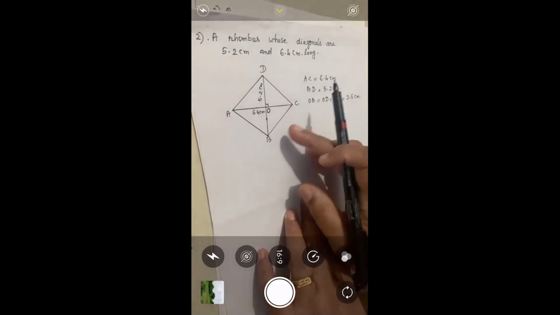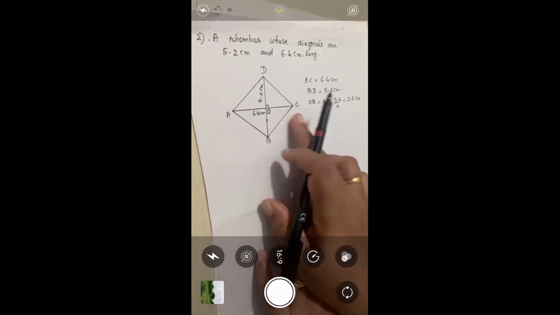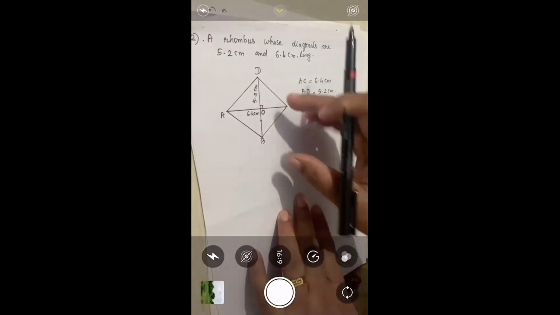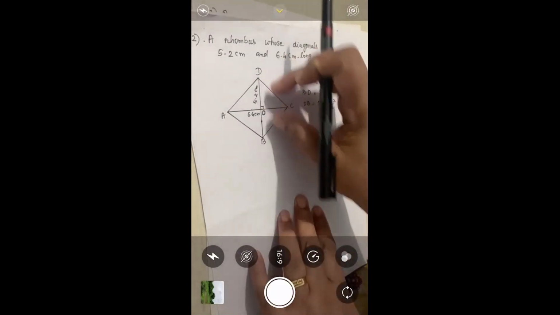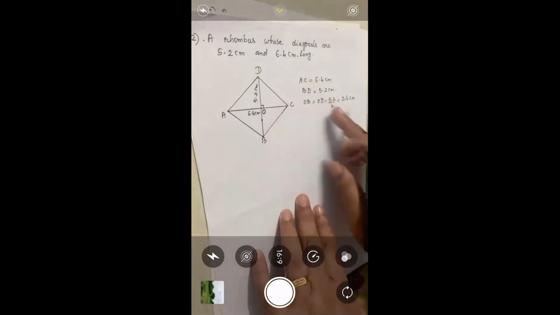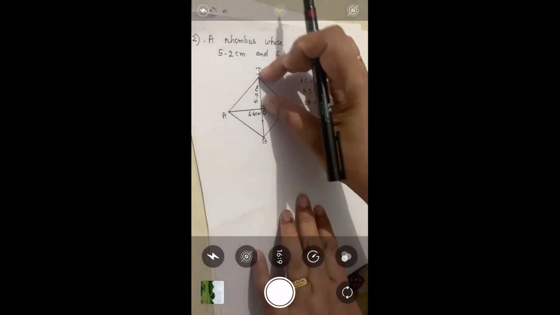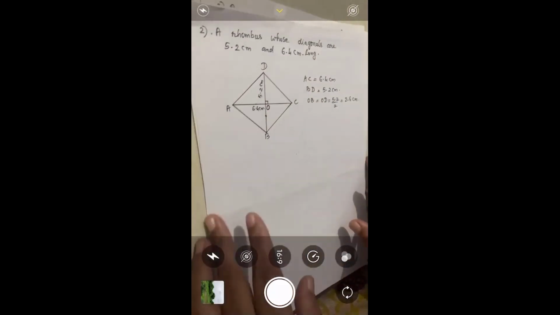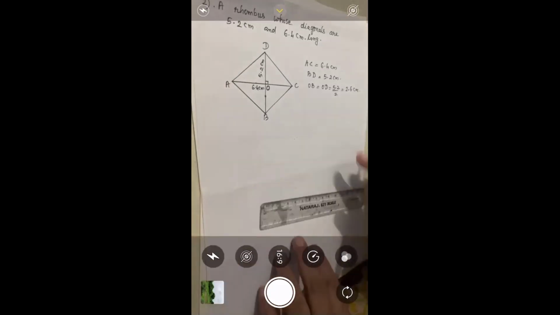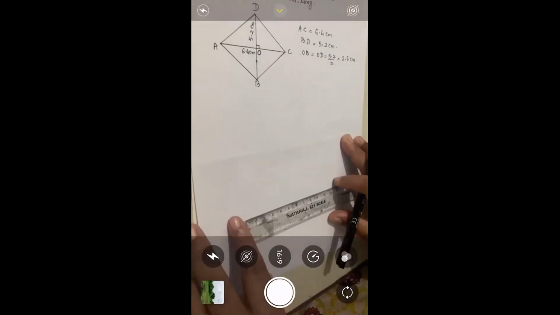So we know that first we are going to draw line segment AC, that is one diagonal of length 6.4 centimeter. Then we will draw the perpendicular bisector. So the other diagonal will be equally divided into two parts. OB will be half of 5.2, that is 2.6. Similarly, OD also will be 2.6. That is the thing we are going to do. Now we will start the construction. First we will draw one diagonal AC of 6.4 centimeter.